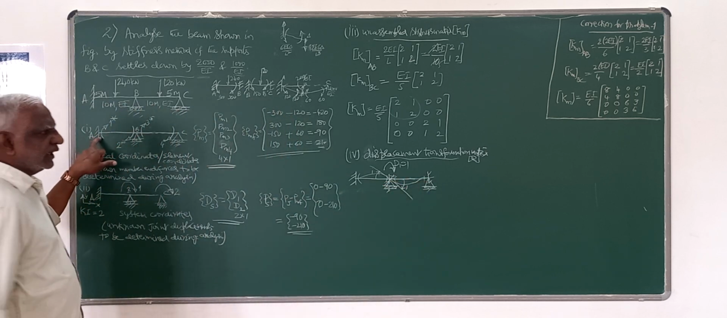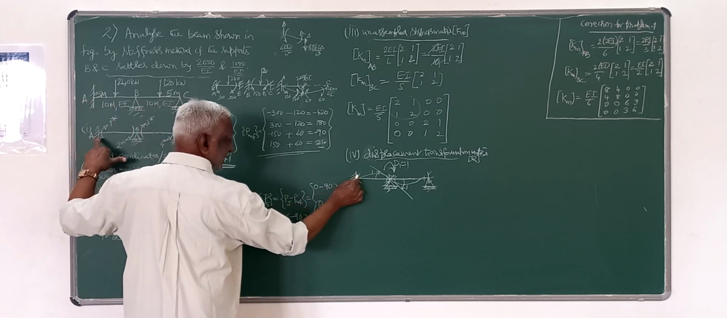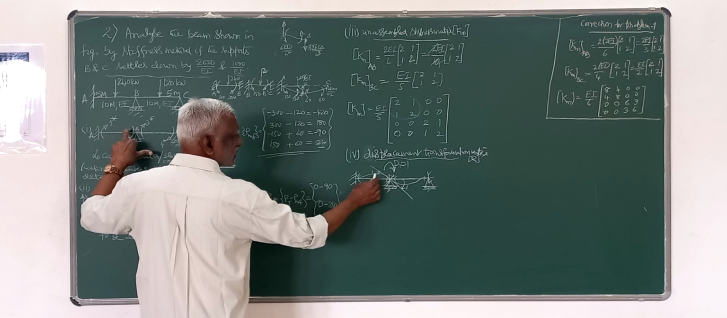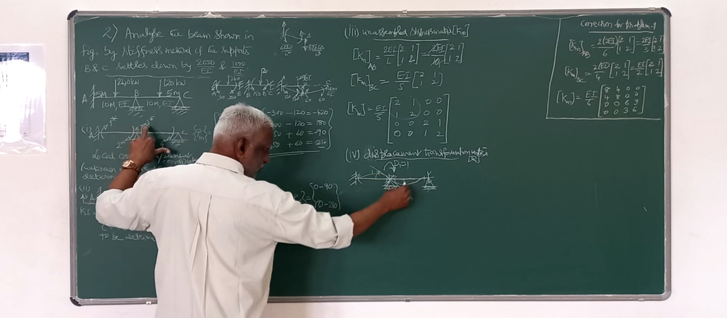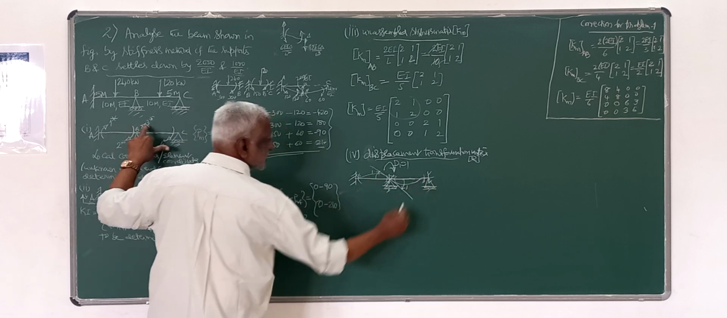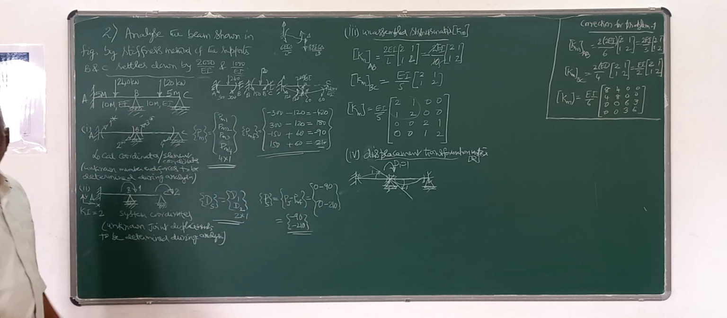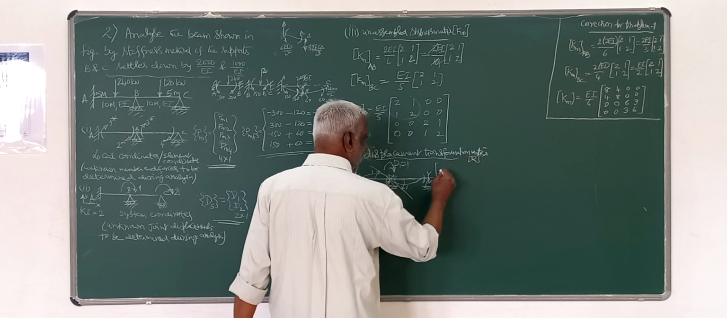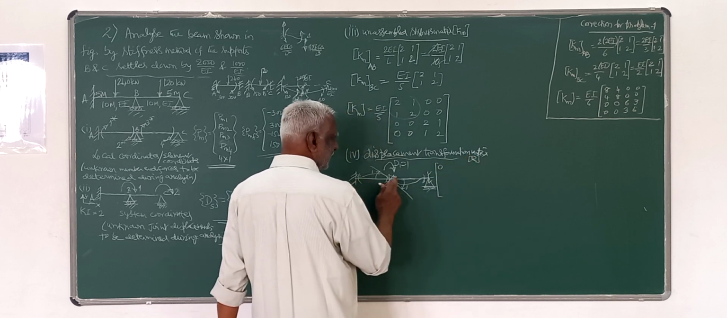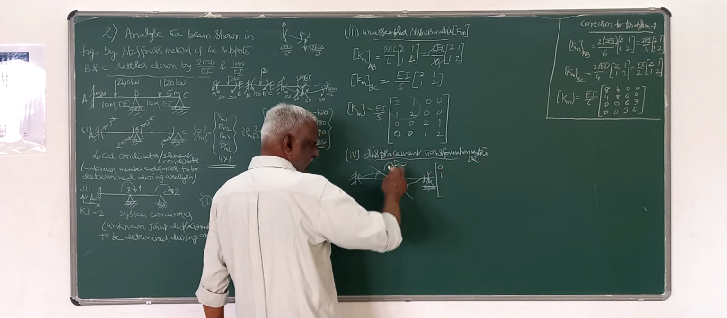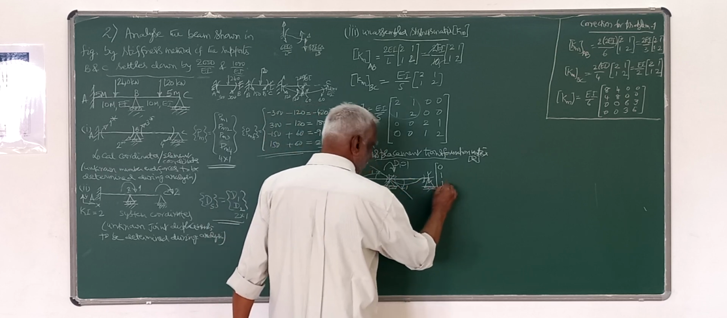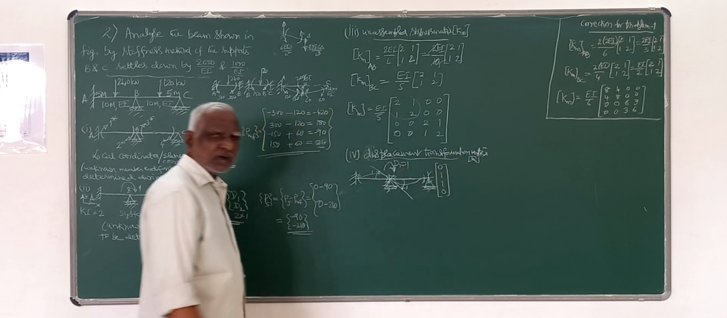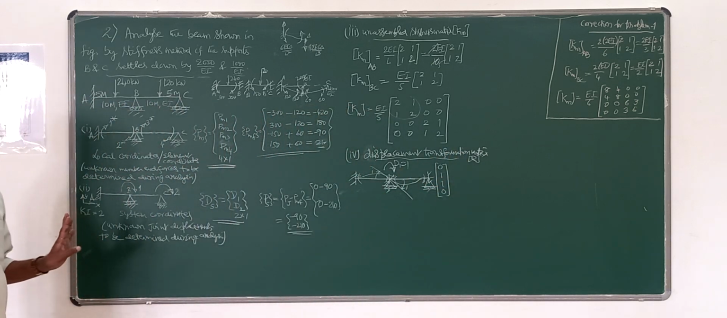Along coordinate 1, since I am fixing it, the displacement is 0. Along 2, it is 1. Along 3, it is 1. Along 4, it is fixed, so it is 0. Therefore, the first column of this matrix will be 0, 1, 1, 0, the rotations being clockwise. That is the first column of this matrix. It is as simple as that.